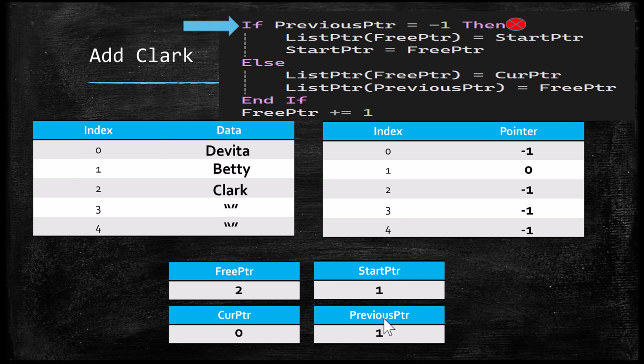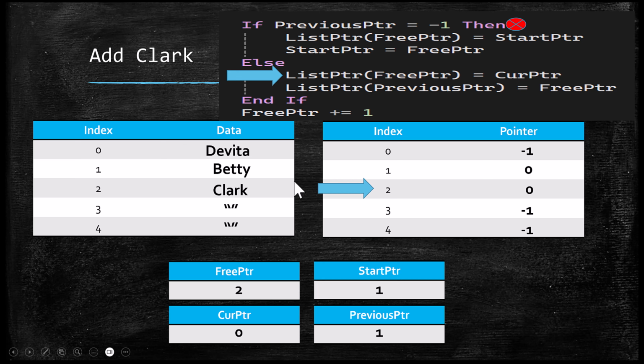So what we do here is we jump down to this else statement and we do list pointer, free pointer. That's this table right here on the right hand side. We're looking at this pointer right here too. What is that going to be equal to? That's going to be equal to our current pointer, which is 0. So we need to change this from -1 to 0. But we're not done, because now we have Betty and Clark both pointing to Davida. We need Betty to point to Clark.